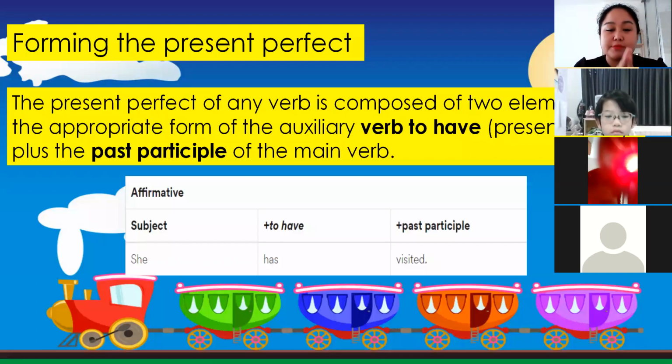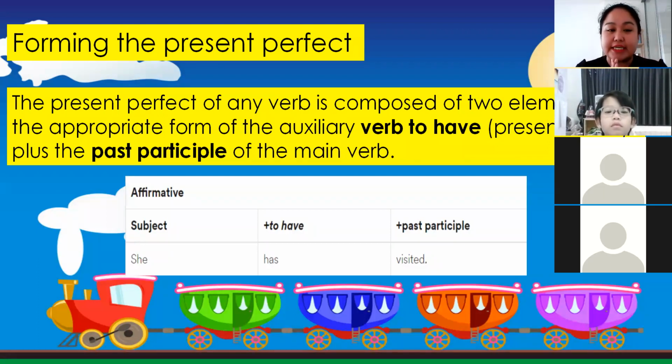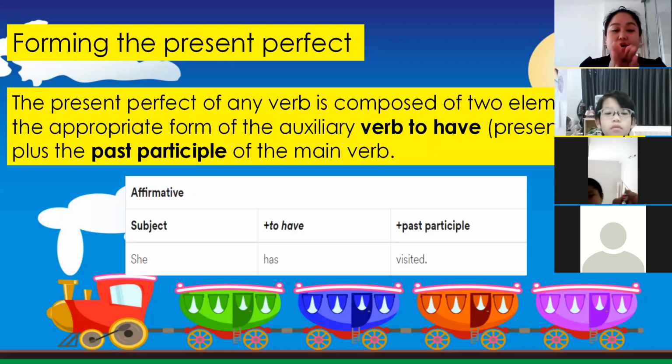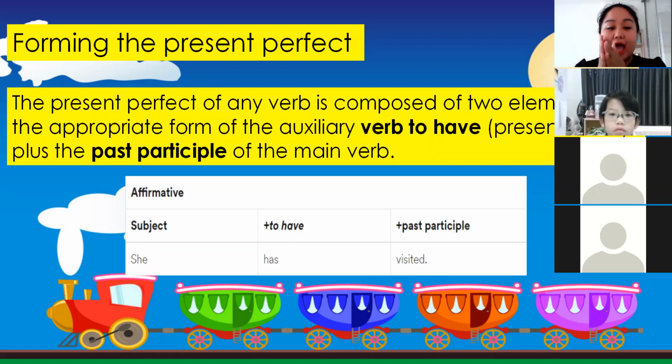While your verb should be in past participle. Now look at this one. If your subject is singular, therefore you're going to use has. If your subject is plural, you're going to use have. And the past participle for regular verb: you're going to add ed or d. If the word ends with letter e, you're going to add d. But if not, you're going to add ed.